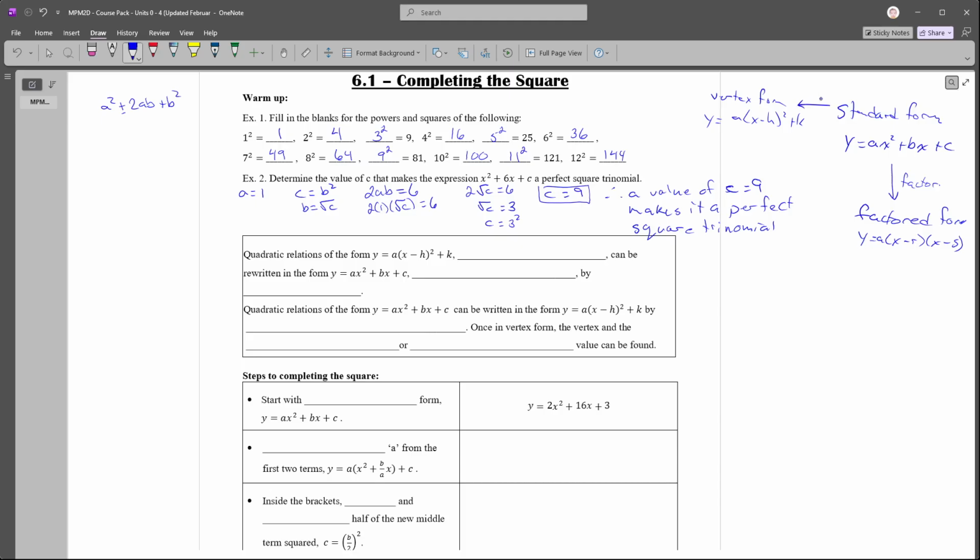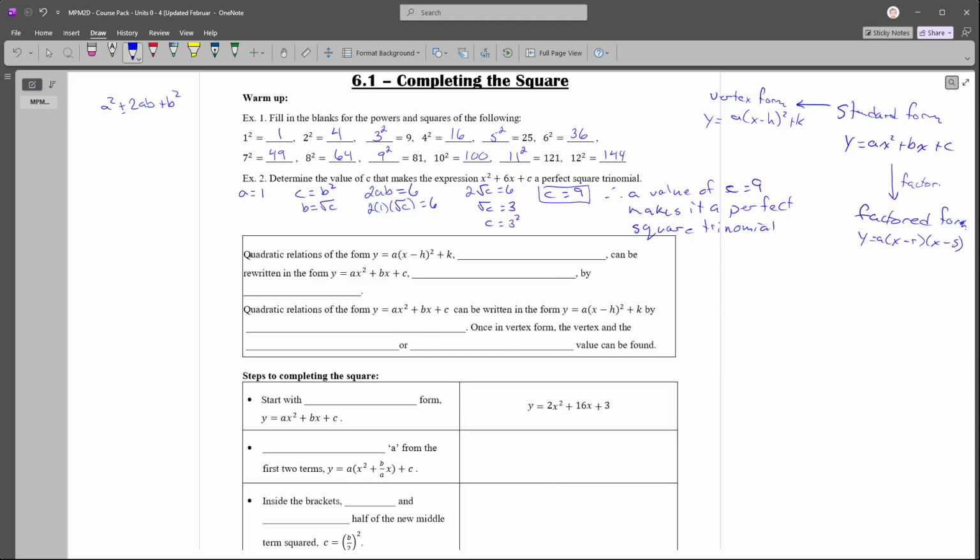But how? Is there a way to get from standard form to vertex form? Because it certainly is a nice easy way, like just regular factoring. Or is there? Well, let's find out. Let's see what we can do here.